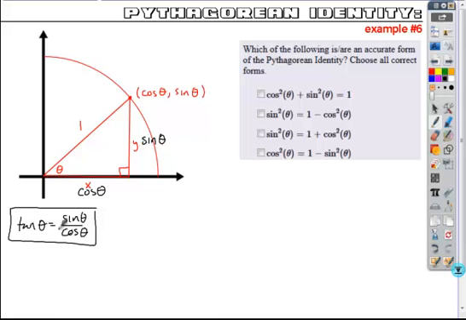All the reciprocal ratios are also trig identities. We'll talk more about those later, but secant is 1 over cosine, cosecant is 1 over sine, cotangent isn't just 1 over tangent, but it's cosine over sine. Again, you can think of them in those forms. But if you took this right triangle right here, you can derive the Pythagorean identity.